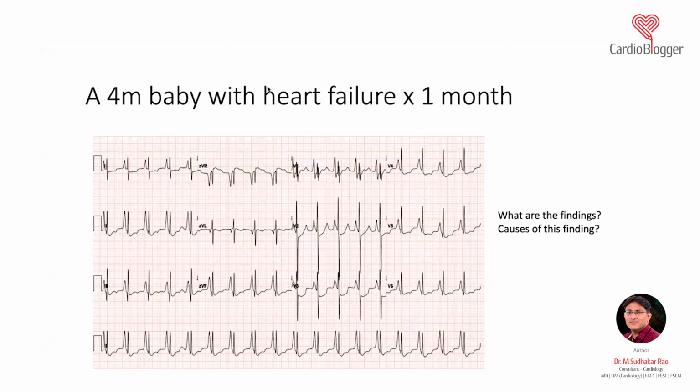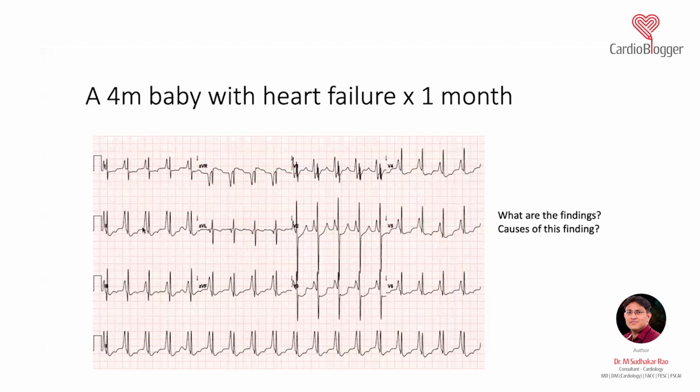Okay, so let's go to the next ECG, a 4-month baby with heart failure of 1 month. Let's again brush up what we have discussed. Now again, this ECG, as you see, has an equiphasic lead, and lead 2 and aVL are equiphasic. So we can determine the axis, that there is some form of right axis deviation in this ECG. Now, what is this?